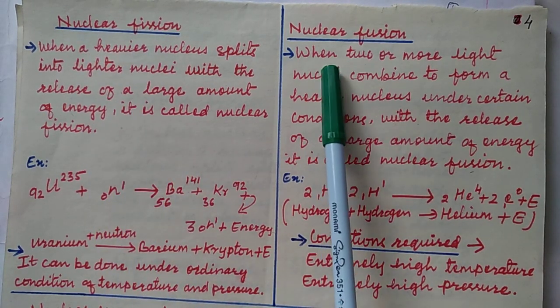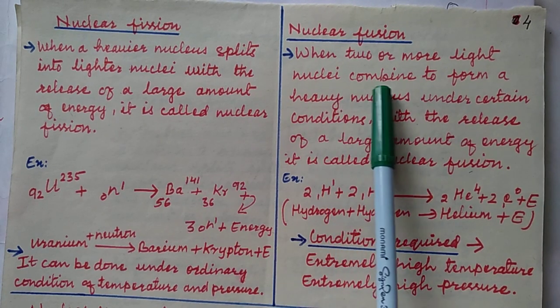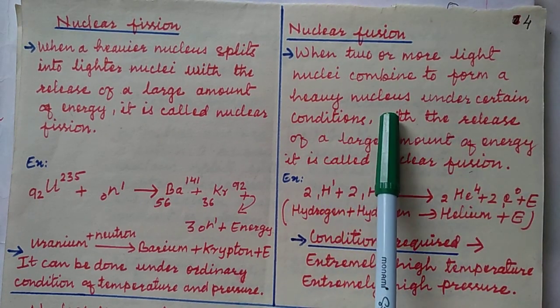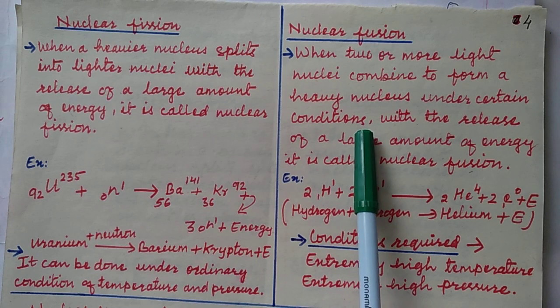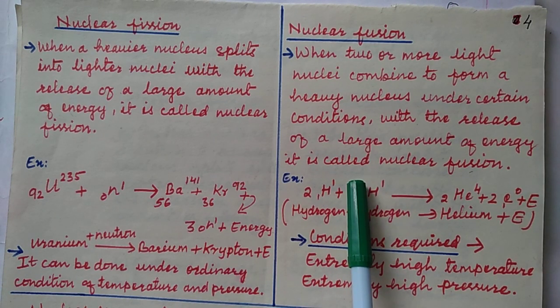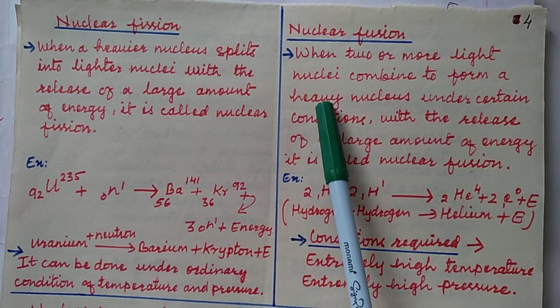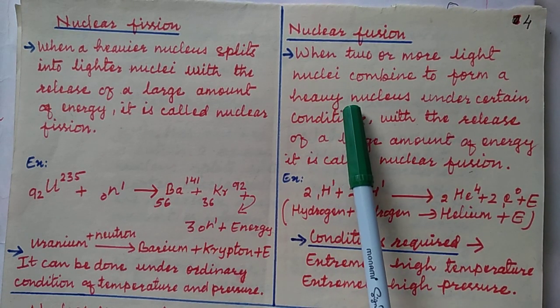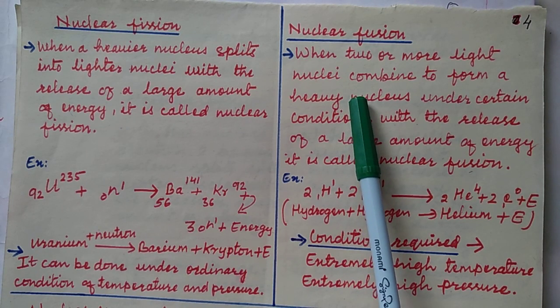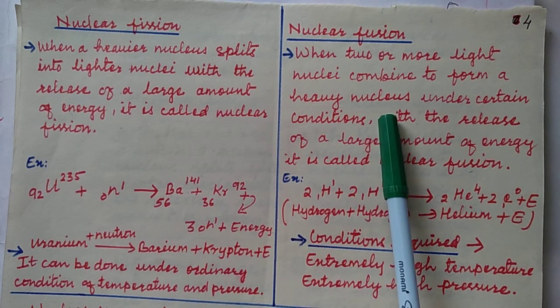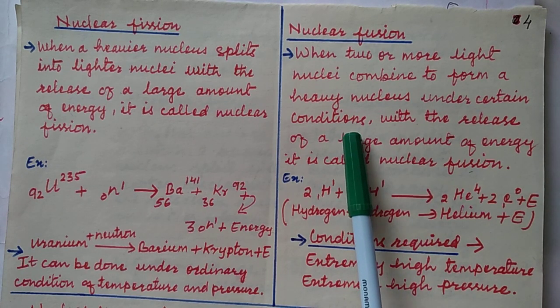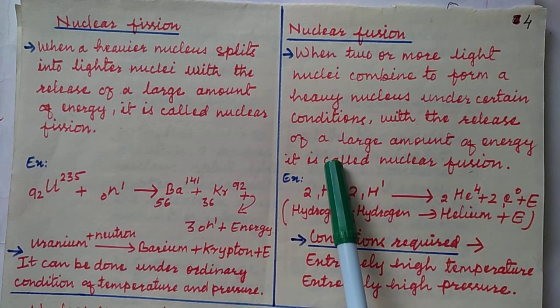Nuclear fusion: when two or more light nuclei combine to form a heavy nucleus under certain conditions with the release of a large amount of energy, it is called nuclear fusion. On the other hand, when two or more lighter nuclei combine together, we are talking about the nucleus of an atom, to form a heavy nucleus under certain special conditions, with the release of a large amount of energy, it is called a fusion reaction.